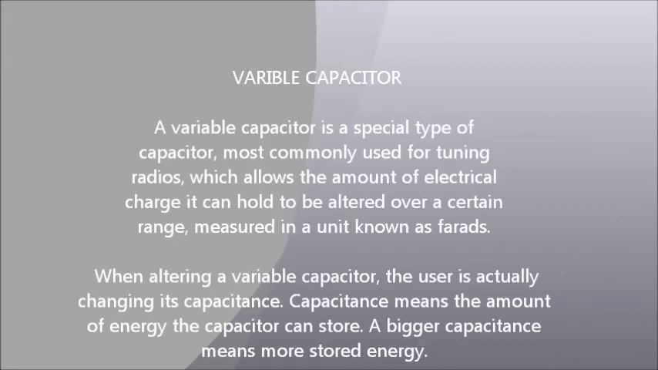Regular capacitors build up and store an electrical charge until it's ready to use. When altering a variable capacitor, the user is actually changing its capacitance. Capacitance means the amount of energy the capacitor can store. A bigger capacitance means more storage energy. This energy is measured in farads, but because a variable capacitor typically has a very small capacitance, a smaller unit known as a picofarad is used instead.